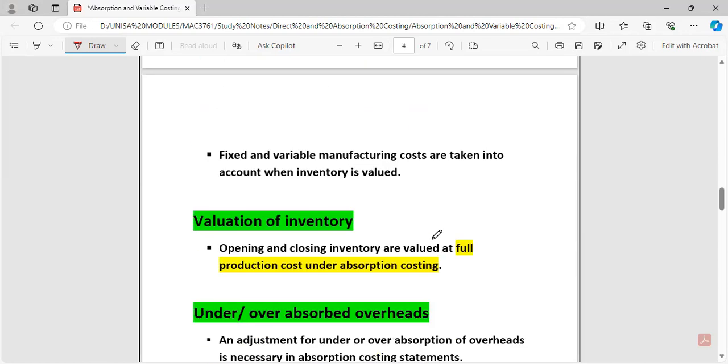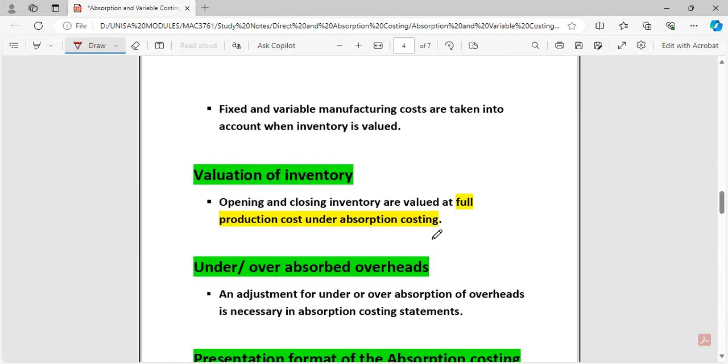Okay, let's just go to, there is also valuation of inventory.